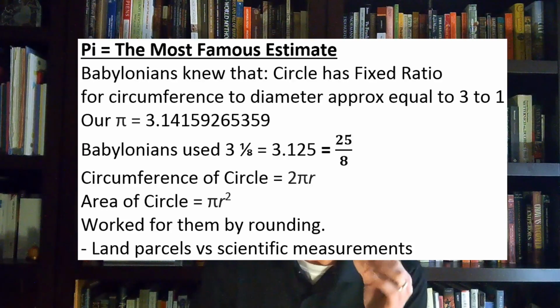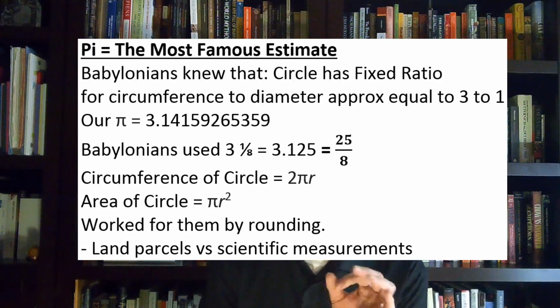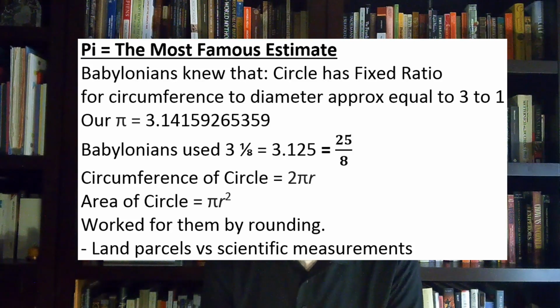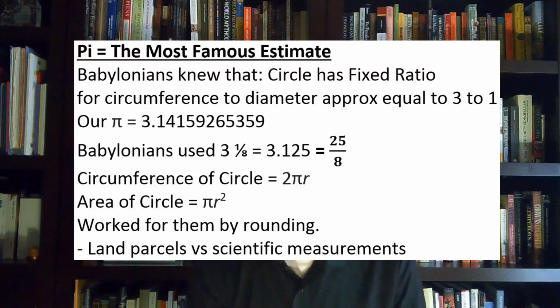Now, let's talk about the most famous decimal place, and that is pi, right? I don't think you can have an estimate more famous than when we calculate pi. Pi is simply the fixed ratio of the circumference of a circle to the diameter of that circle. So you take the diameter of the circle, and there's a relationship to the circumference of the circle. And the Mesopotamians knew that it was about 3 to 1.